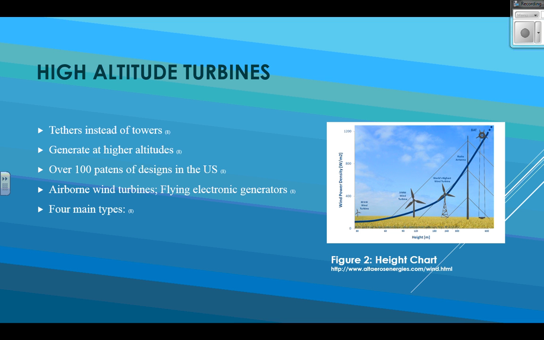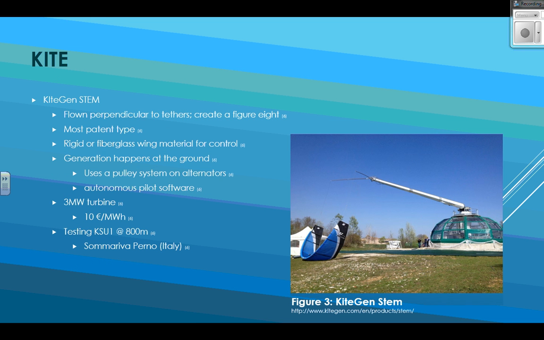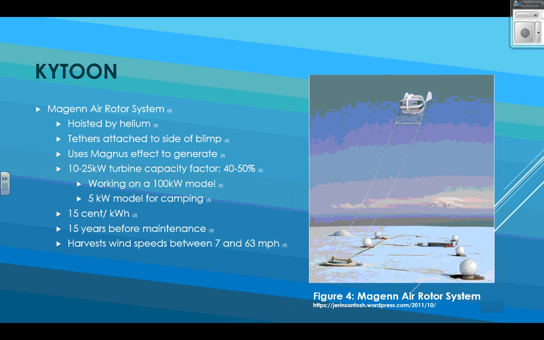There are four main types of these turbines. The first, the kite, the kite-tune, the tethered autogen, and finally the balloon. So the kite turbine, you can see in the picture on the right, it has a kite that is projected high into the air. The generation of electricity still happens on the ground due to the pulling and pushing of the kite. A kite-tune turbine is defined by having the entire turbine rotate due to the Magnus effect, rather than having a normal generator that we see in traditional tower turbines.